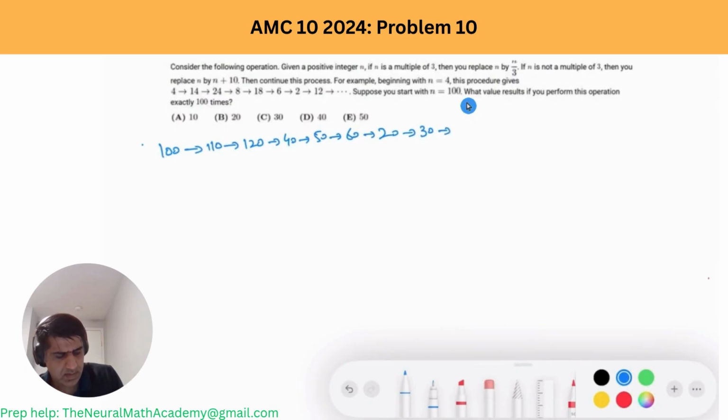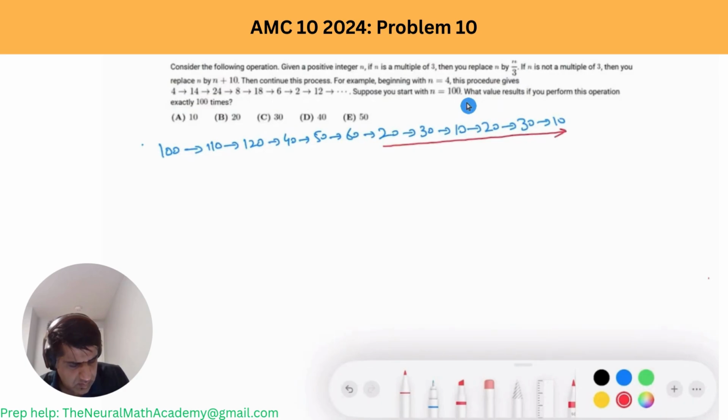Now add 10 again, it becomes 40. Sorry, here I should have divided by 3, so it becomes 10. And now if I add 10, it becomes 20, then 30, and then 10. Now a pattern has started emerging. We get 20, 30, 10, 20, 30, 10, right? After applying the operation 1, 2, 3, 4, 5, 6, and 7 times, the pattern started emerging.